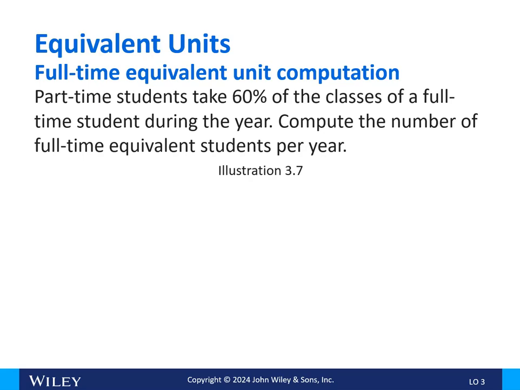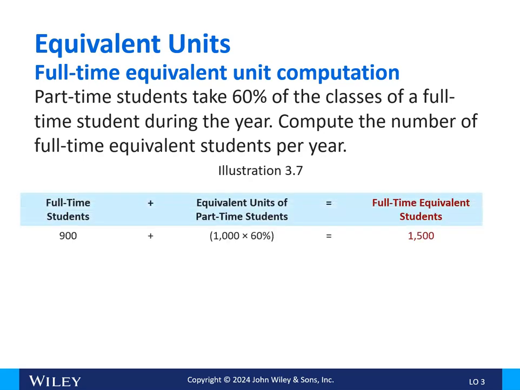Applying the same unit cost to 1,000 part-time students doesn't really make sense, because the full-time students in this example actually take up more resources. So we have to convert it to equivalent units. So the way we do that is full-time students 900. We're going to keep it at 900.